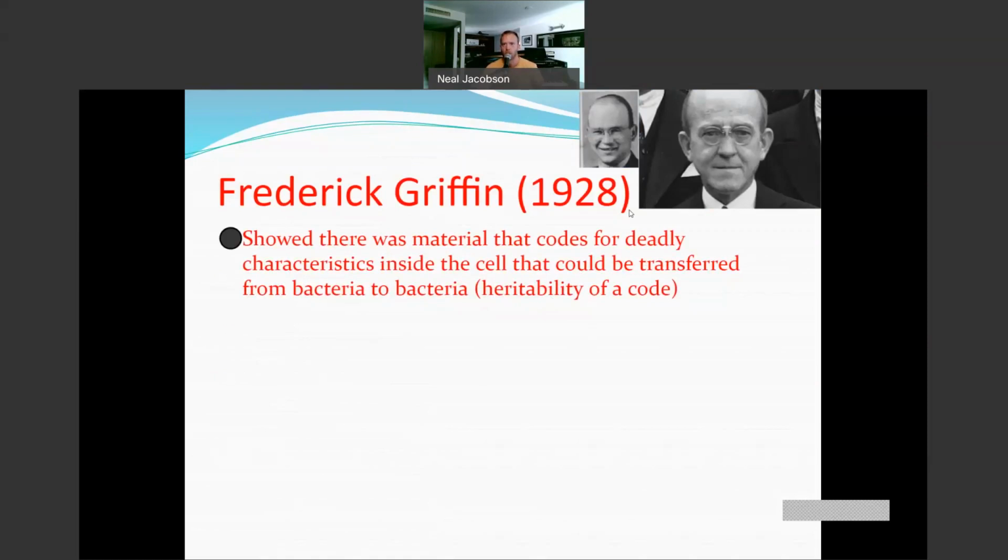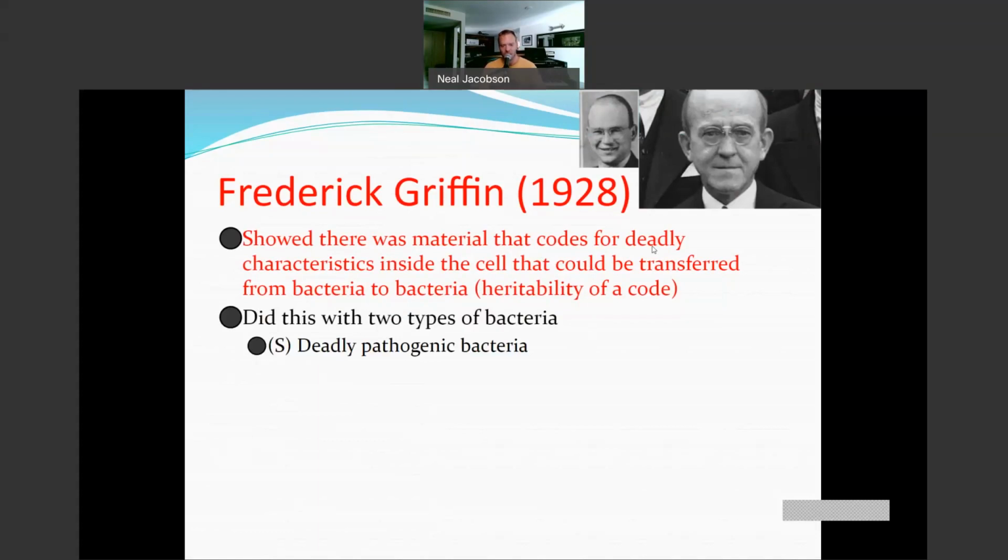Now, if you look up here at the top, when I first found this picture of Frederick Griffin up here, I go, holy crap, that guy actually looks a lot like my grandpa. And so I put a picture of my grandpa right next to him. And I'm like, tell me these guys don't look related. Right? Look at them. Their little glasses, little beady eyes. Anyway, I digress.